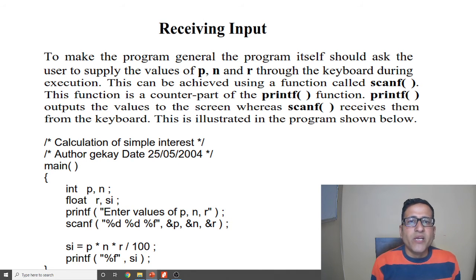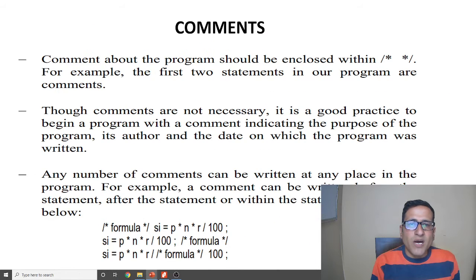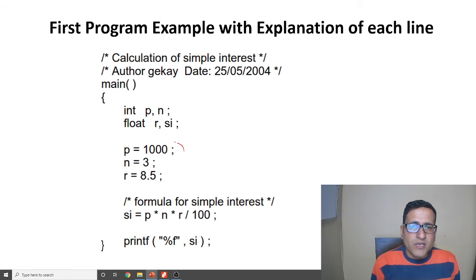Next is receiving input. What is receiving input? In the previous program, we can see we have given the values P is equal to 1000, N is equal to 3 and R is equal to 8.5. These were the values given in the previous program. So this program will calculate the simple interest for these three values.